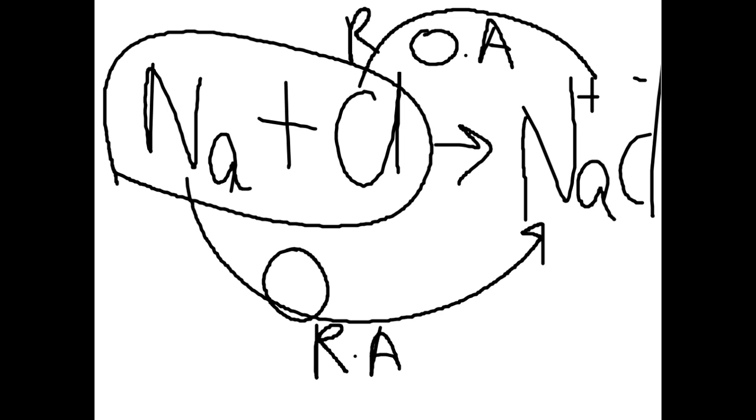Wait, Na is the reactant. No, wait. RA stands for reducing agent. I didn't write it out. So Na is the reducing agent. It underwent oxidation. Do you agree? So it is the opposite agent. Cl underwent reduction, so it is the opposite agent. It is the oxidizing agent. Yes. OA is, I abbreviated, I hope you understand. Cl is the oxidizing agent.